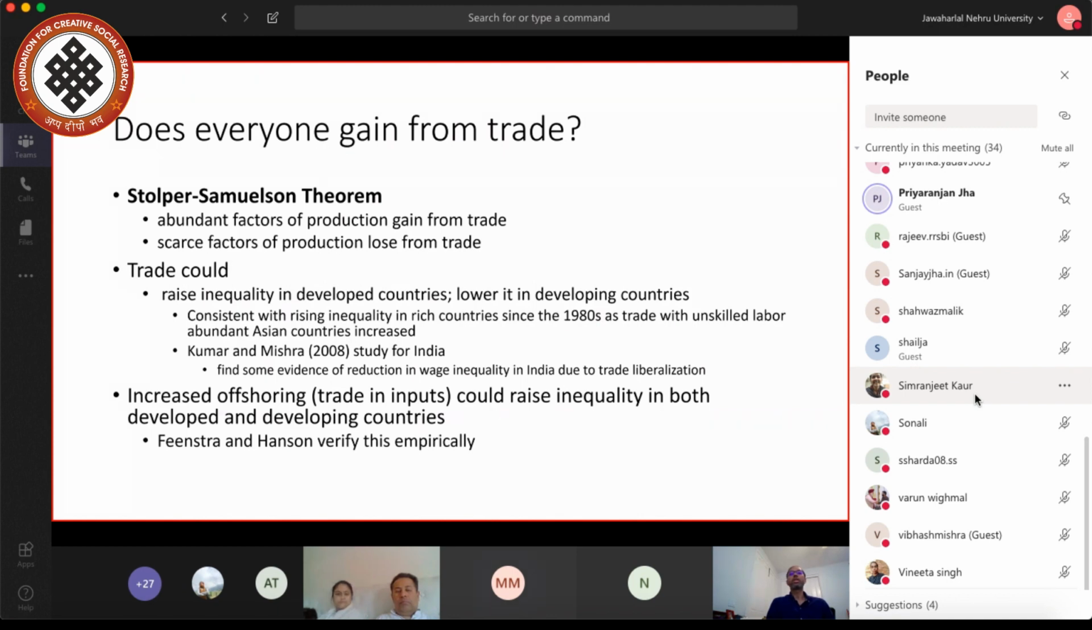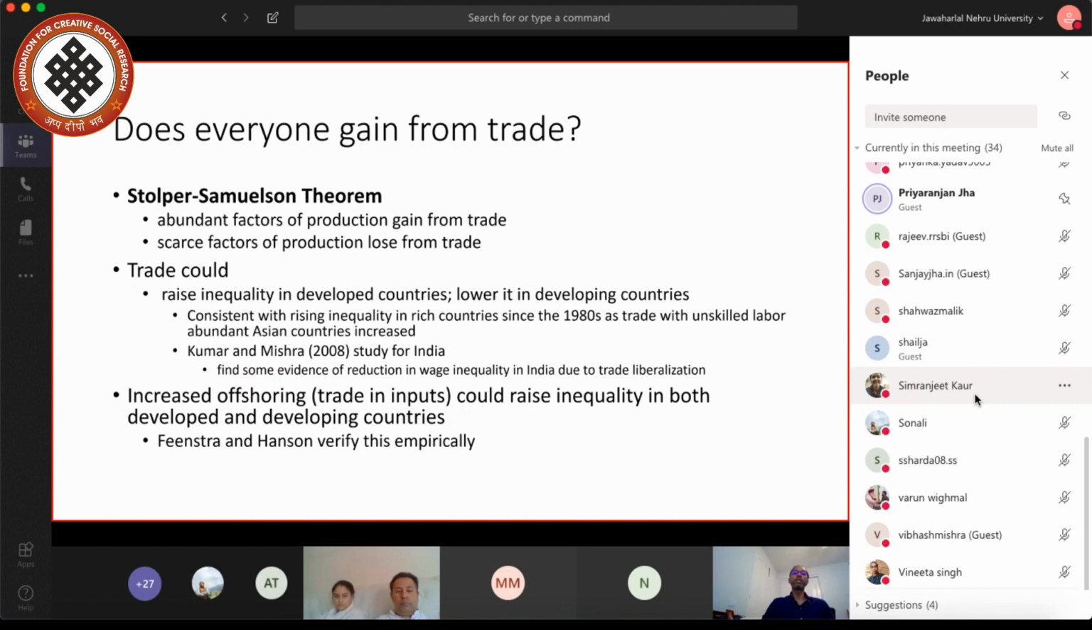And so what trade in this kind of setting will do is increase the reward of the abundant factor and lower the reward of the scarce factor. That can be translated as an increase in the reward of skilled labor in rich countries and a decrease in the reward of unskilled labor. So that would increase inequality in rich countries, and the opposite would happen in developing countries. So inequality is predicted to go down in developing countries.